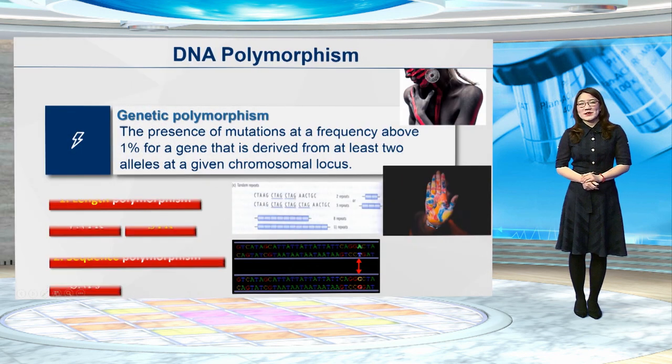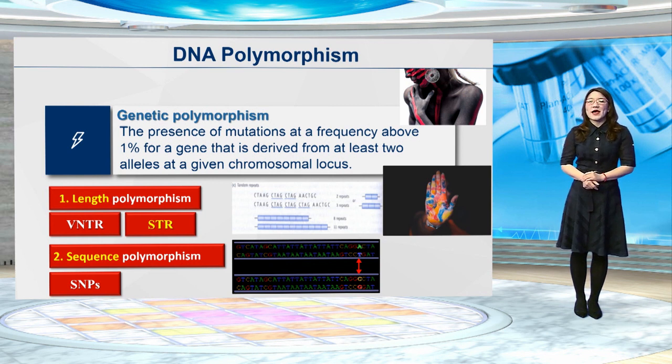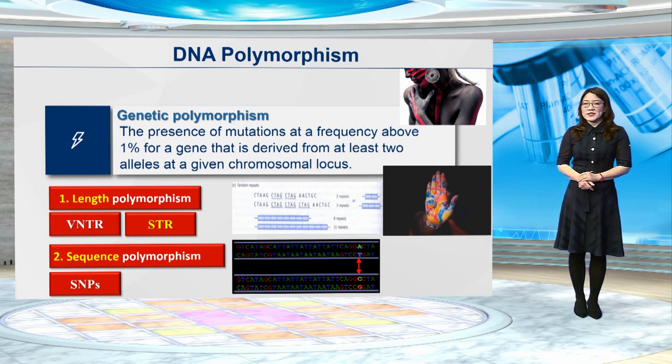Everyone is singular in the world, and so is your DNA. The difference in DNA is termed DNA polymorphism. Genetic polymorphism within a population is defined as the presence of a variant at a frequency of about 1% for a gene that is derived from at least 2 alleles at a given chromosome locus. This definition for genes could apply to DNA if the concept of allele variation is taken as DNA polymorphism. DNA polymorphism is exhibited in the form of different alleles at a locus.